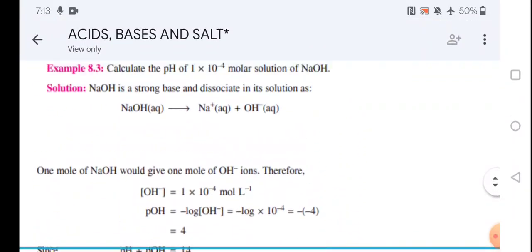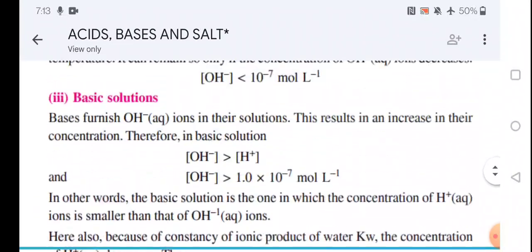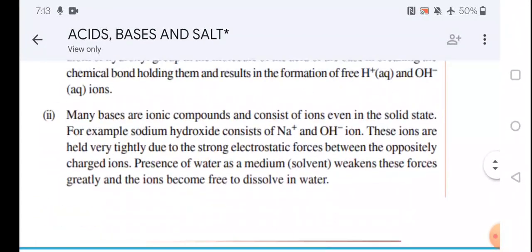So far we have discussed the properties of bases. Next, see what we discuss.